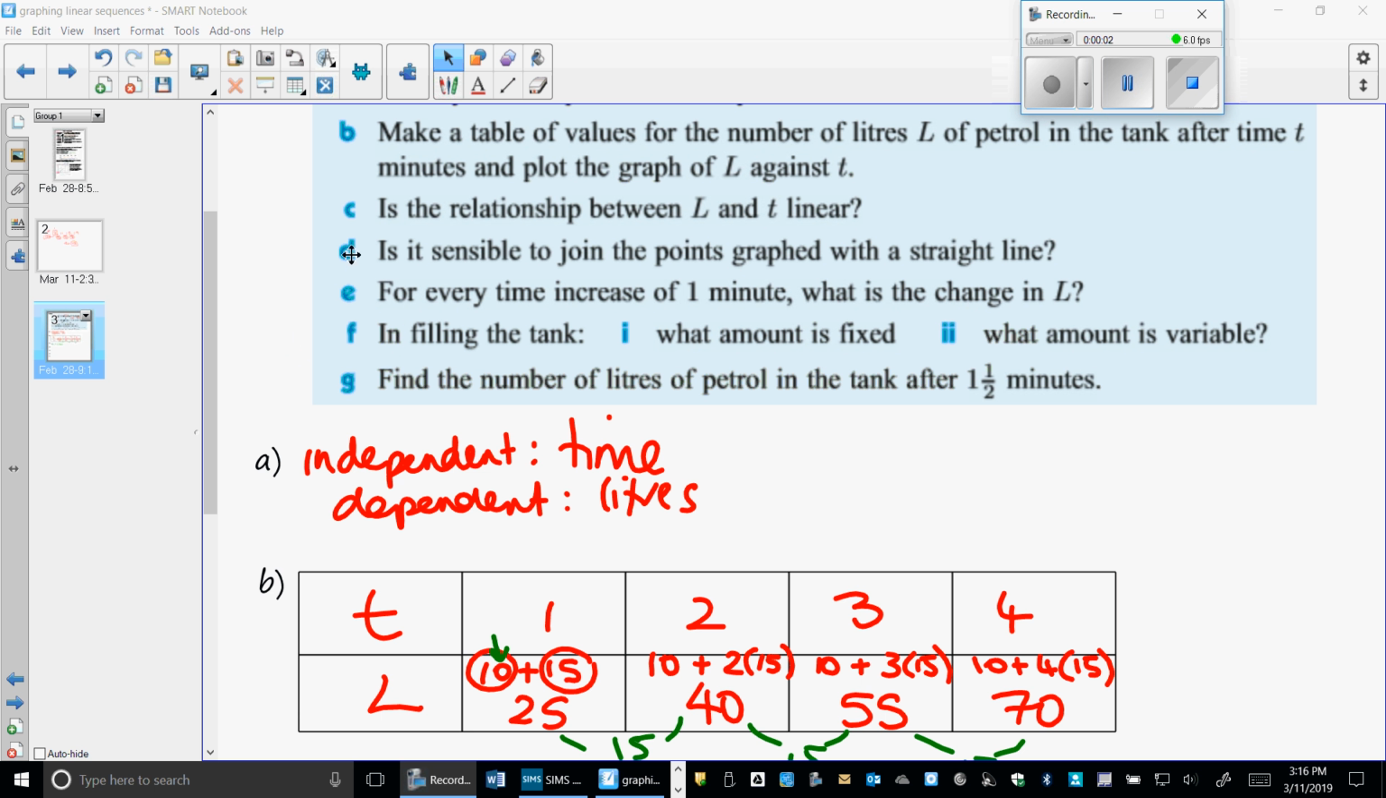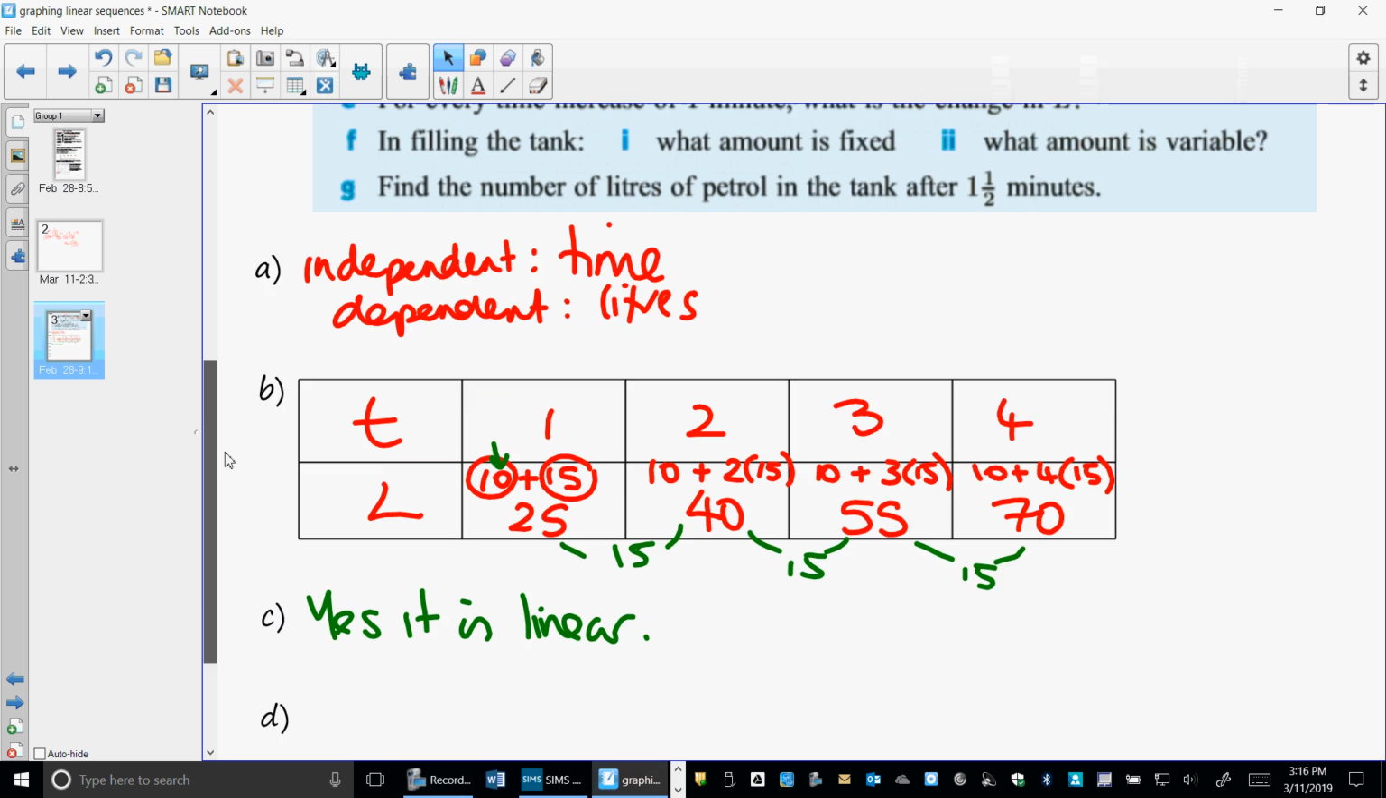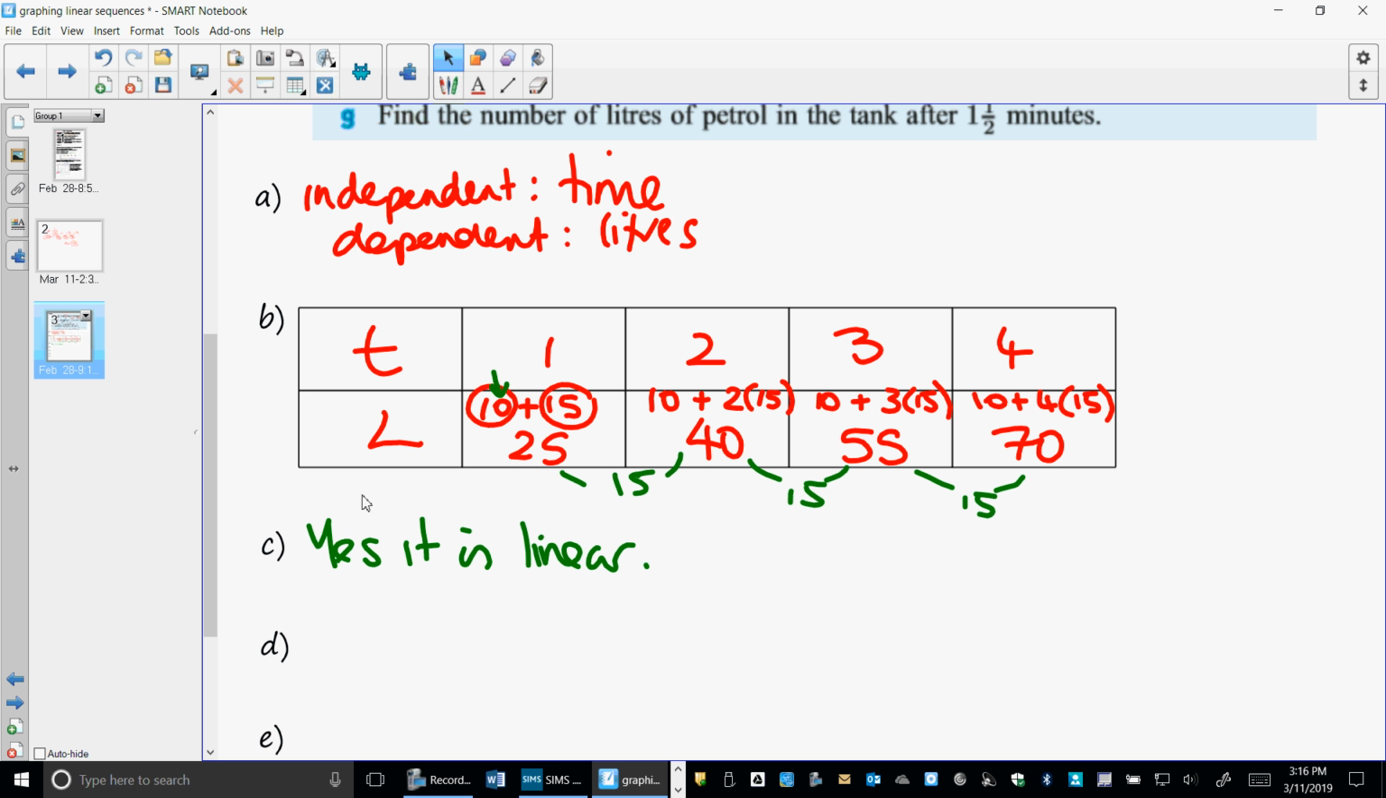Right, so we have plotted them all now, yes? Now that would also help us answer our question here, saying, is it linear? Because look at your points on your graph. Do they look like they're in a straight line? Yes. They should be in a straight line.